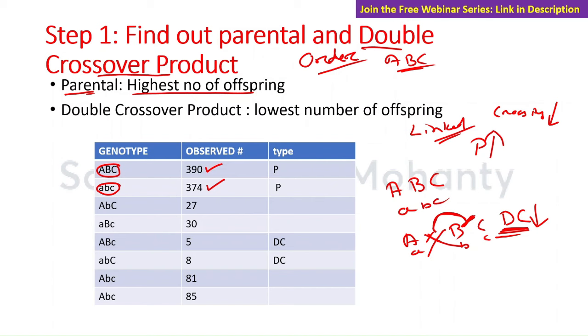The lowest number of offspring you find is the double crossover product. So as you can see here, capital A, capital B, and small c, and small a, small b, and capital C are the double crossover products, as the number of offspring showing this type of genotype is 5 and 8.